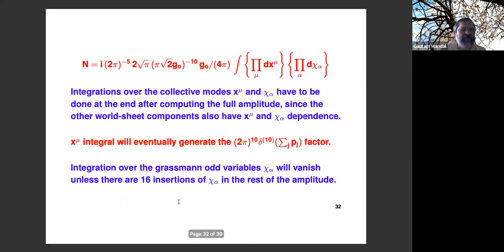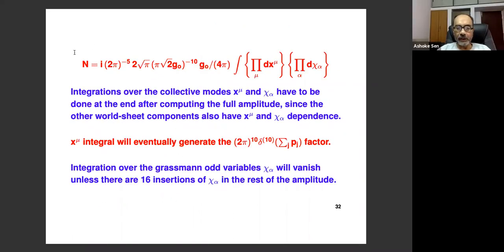Okay, so now we have got this N, right? This is more or less the end of the subtle part of the calculation. And now all you have to do is basically put in the rest of the amplitudes, the disk one-point functions, and integrate over x and phi.